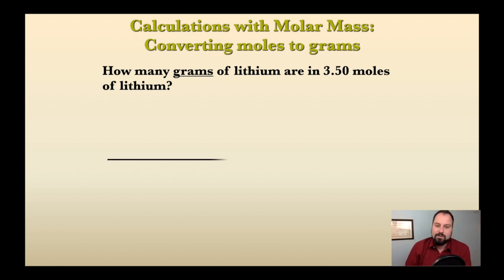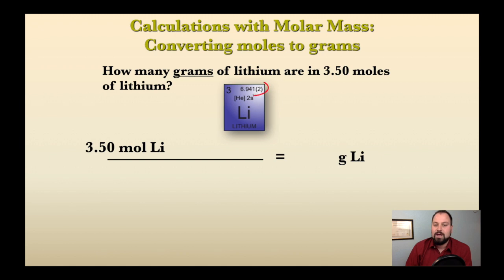We are going to start off with our known piece of information, 3.50 moles of lithium. Our target is going to be grams. We're going to need to know the molar mass of lithium. And once again from your periodic table, that is 6.941(2). That 2 means a digit of uncertainty because of the parentheses. Don't worry about that too much. You can include it or not, depending on how many significant figures you need, but I'm going to include all of the numbers given from my periodic table.